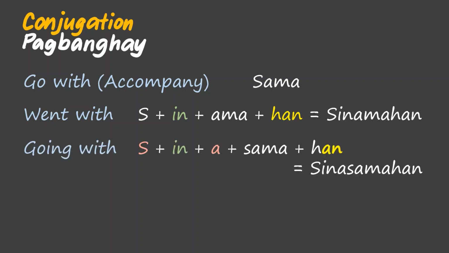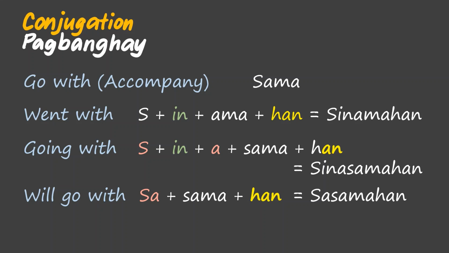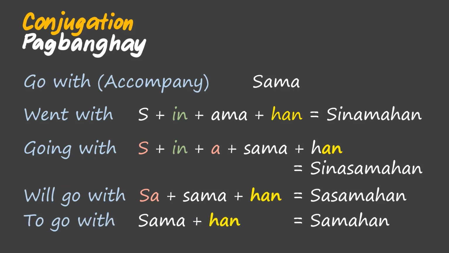To say "going with," we insert "in" between the first two letters of the first syllable, then the root word, and "han": sinasamahan. We'll go with: we use the first two letters of the first syllable plus the root word sama plus han: sasamahan. And to go with, we use the root word sama plus han: samahan.